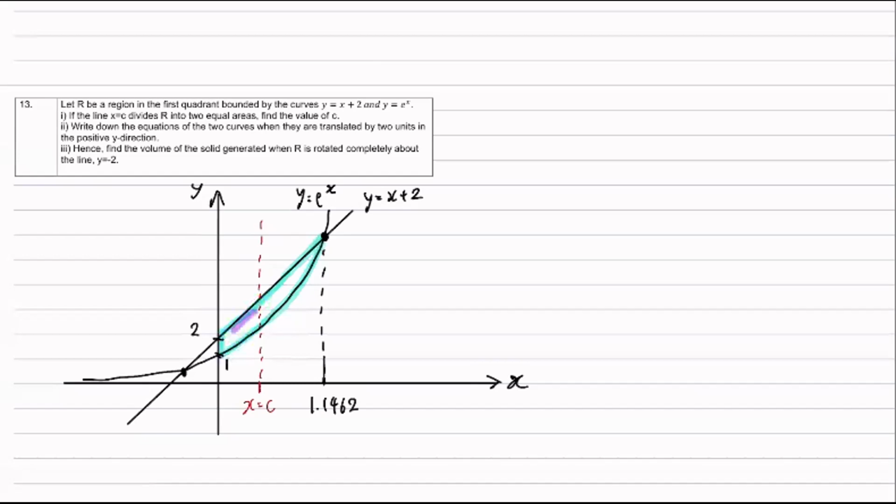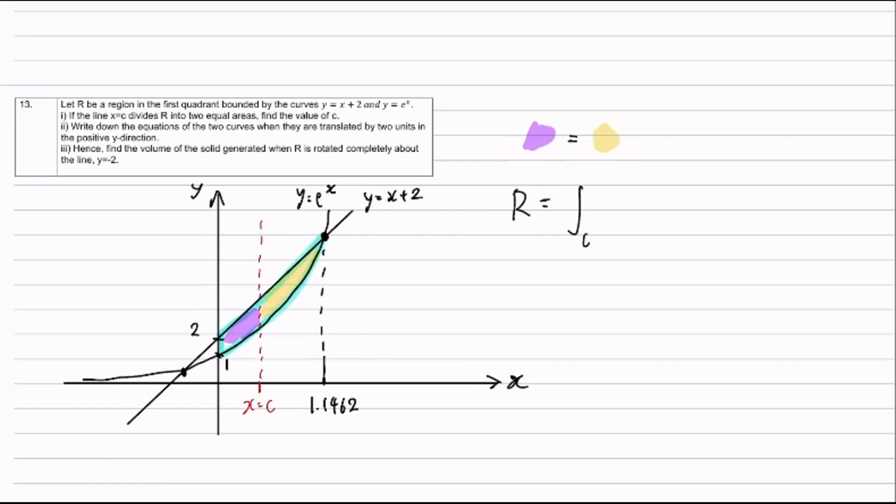Can you see? Yeah. Color it purple and then yellow. So they're telling you the purple area equals the yellow area. Find the value of C. How? Must find the area first. Sure, okay. Of which region? The entire region R. Yes. Okay, good, do that. Tell me, what would it be?